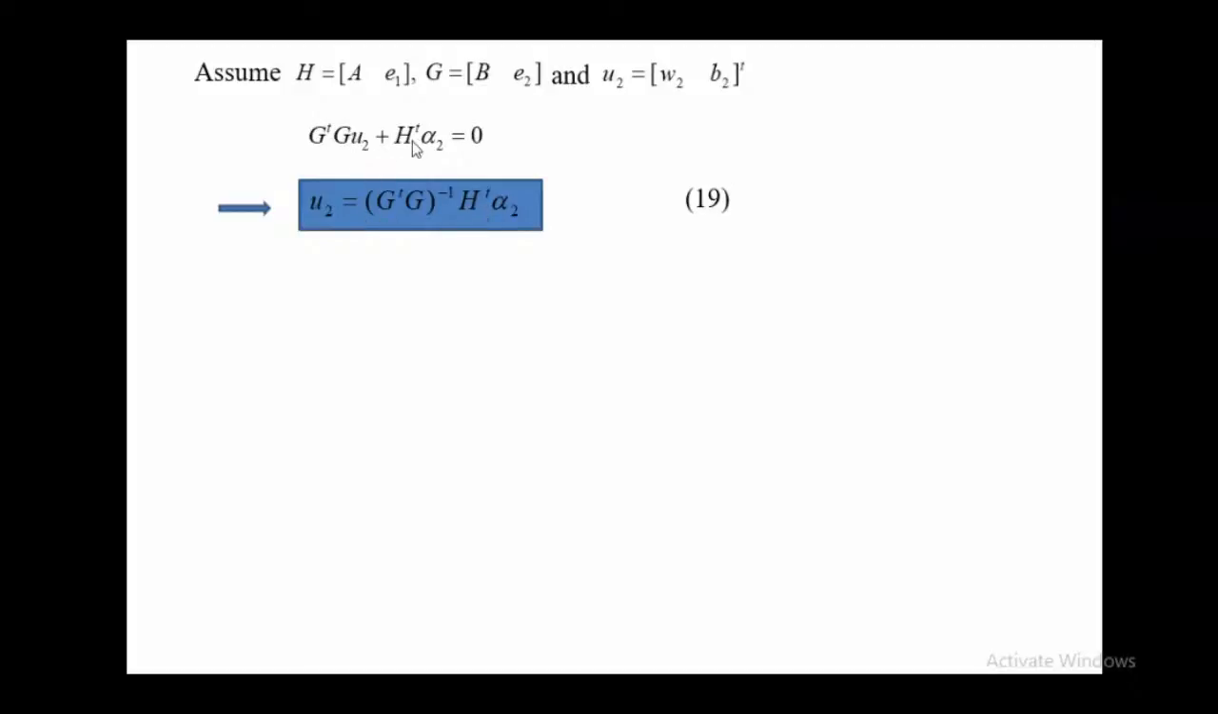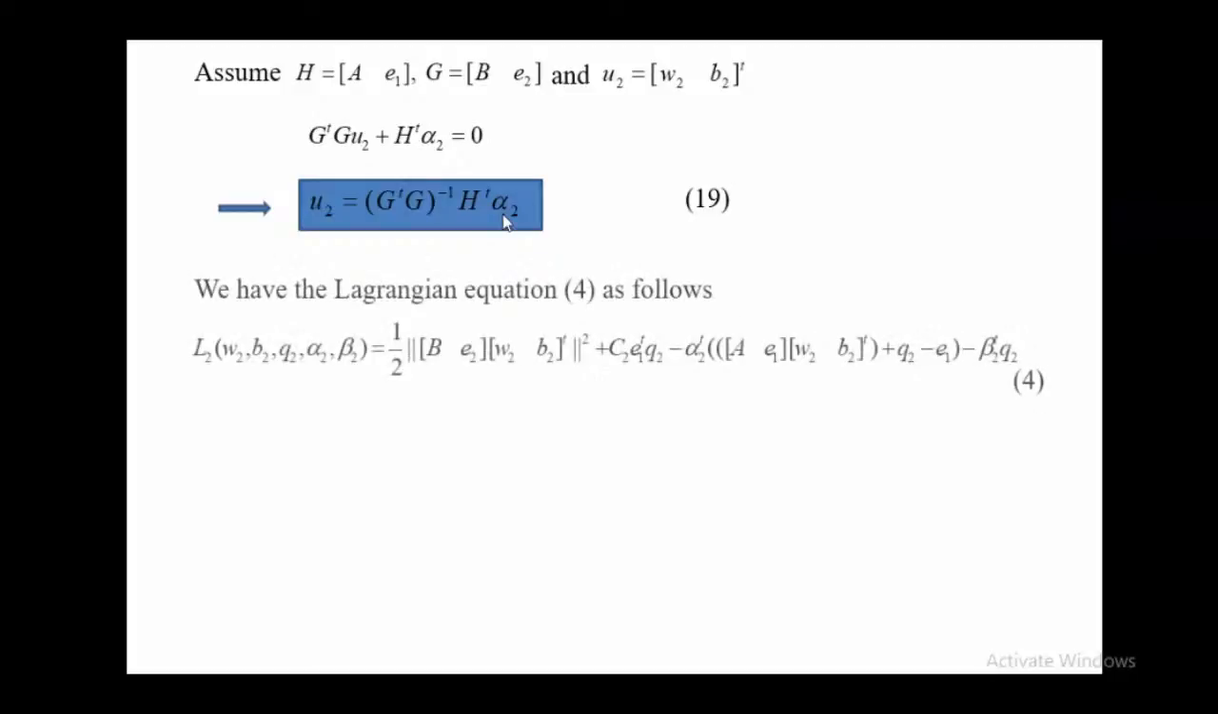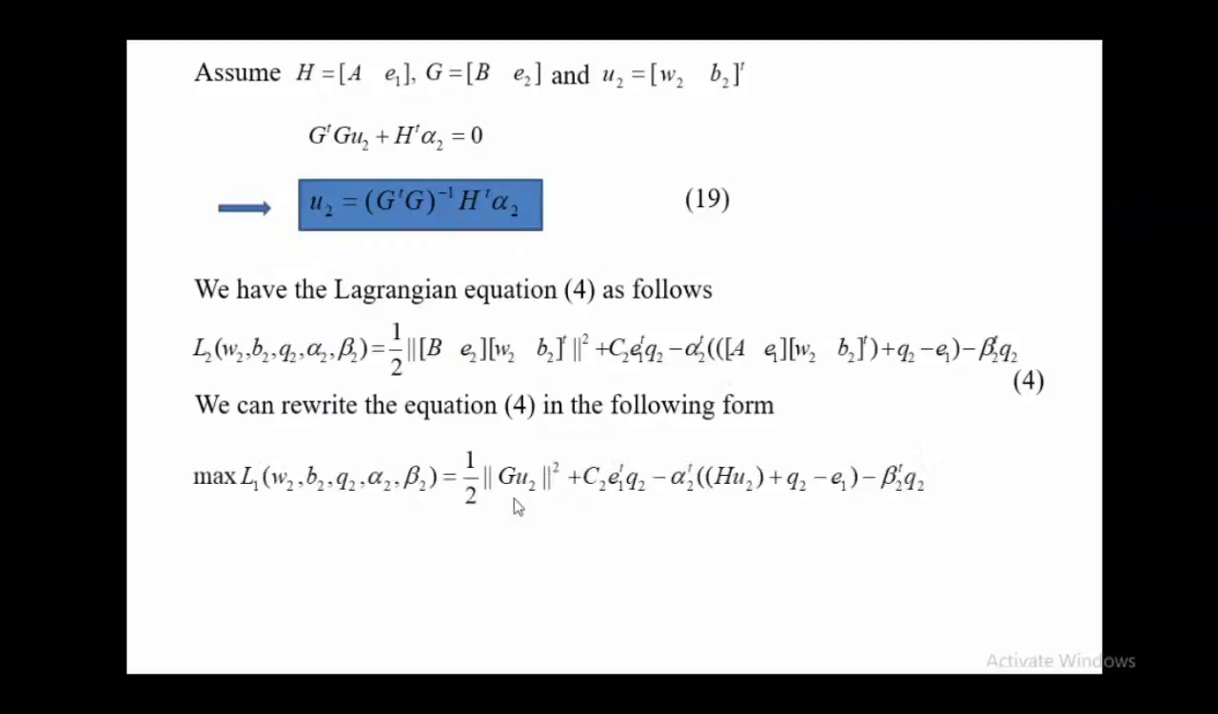Same as in the previous case, once we have the U1, you put the value of U1 in the Lagrangian function of L1. So here we have U2, so we'll put the value of U2 here. First we write in the simple form. The simple form of this particular equation 4 is this one. This is your G, this is your U2, this term will be same, minus alpha 2, then again HU2 plus Q2 minus E1 minus beta 2 transpose. So ultimately you are just writing the simple form such that you can handle it easily.